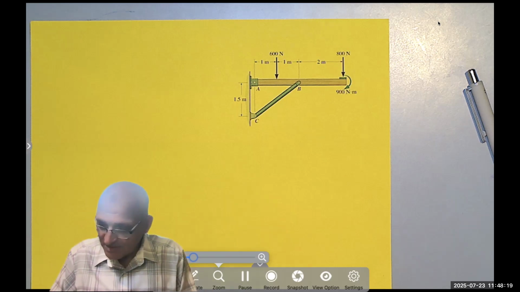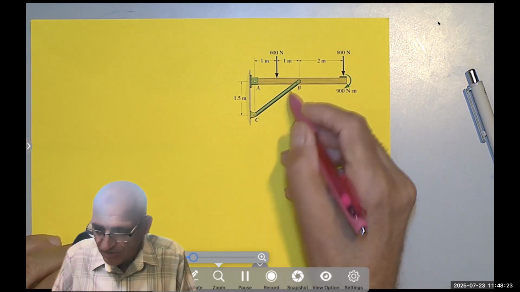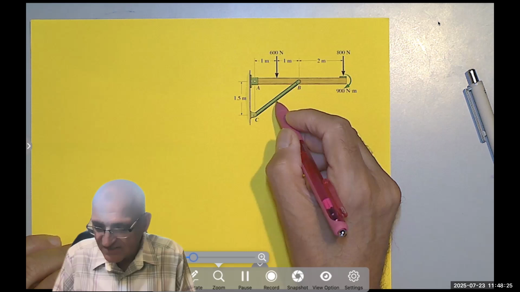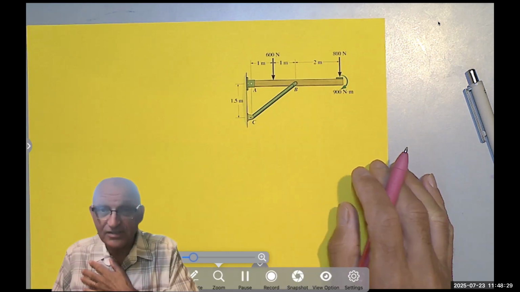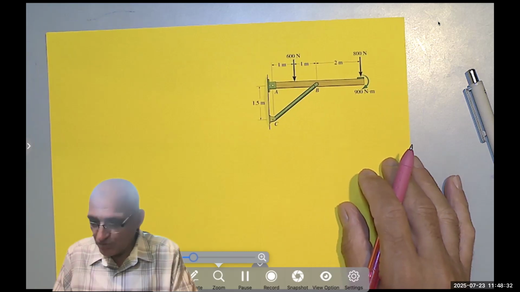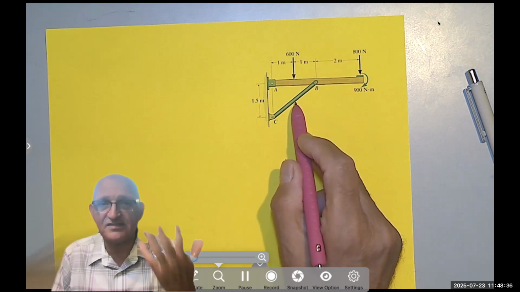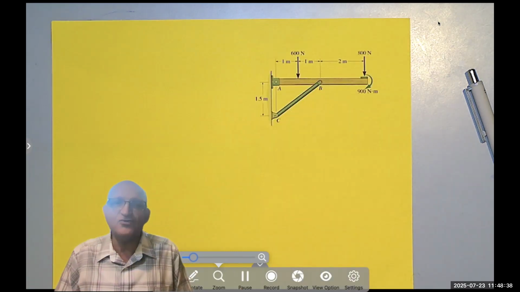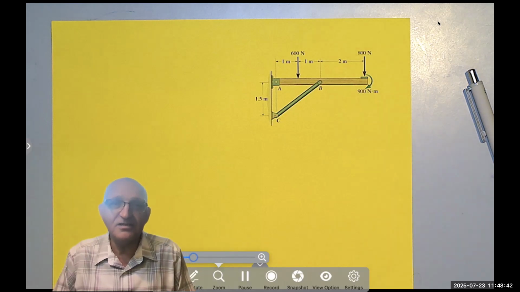Why two force member? It's connected at B, it's connected at C, and I don't see any load. I don't have a load. Even its weight, if its weight is not negligible, notice I'm working with 600 Newton, 800 Newton. So if the weight is, say, 100 Newton, I have to take it into consideration, and this would become a statically indeterminate problem. But it's not.